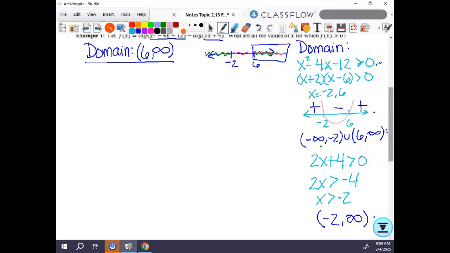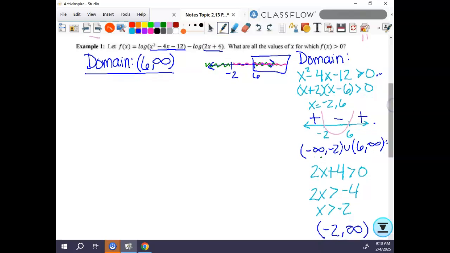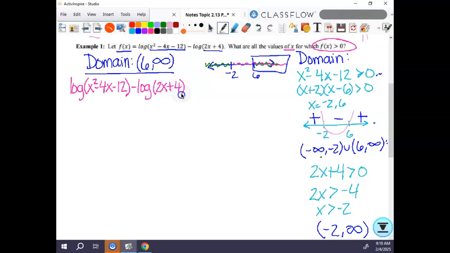Okay, so now let's go and actually answer the actual question that we haven't even read yet. All right, so we're going to let f of x be all this. And what are all the values of x for which f of x is greater than 0? All right, so let's write that out. So my f of x is log of x squared minus 4x minus 12 minus the log of 2x plus 4 needs to be greater than 0. Okay.